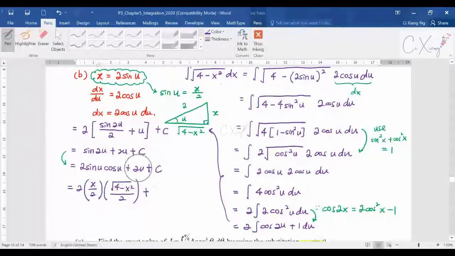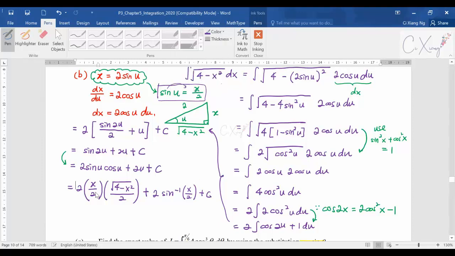Okay, then what is 2? 2 is a constant, you just copy. Then what is the u? So again, please look at this equation. If you want to get the u, you need to bring the sine over, right? When you want to take the sine over, it will become sine inverse x over 2 plus c.